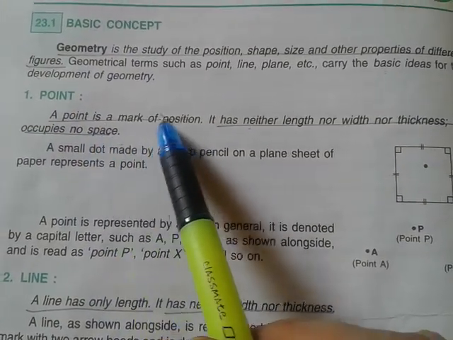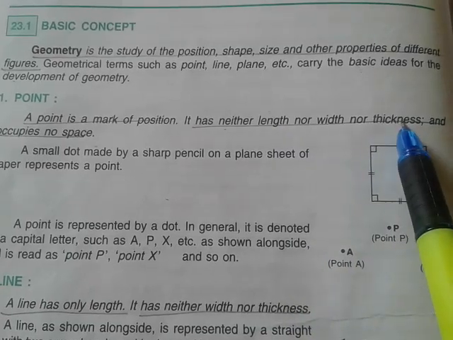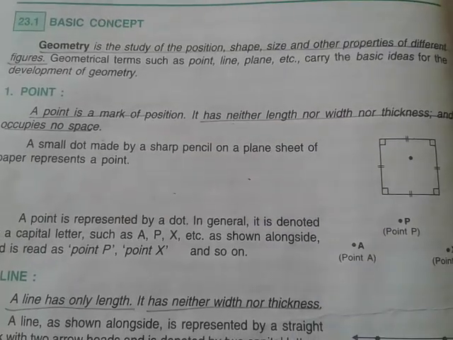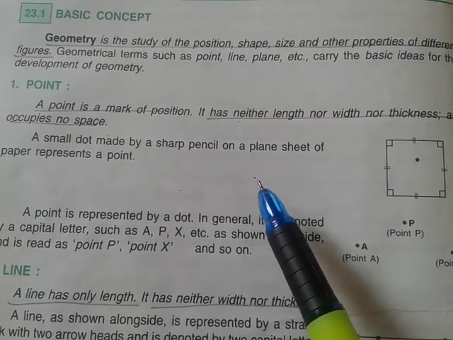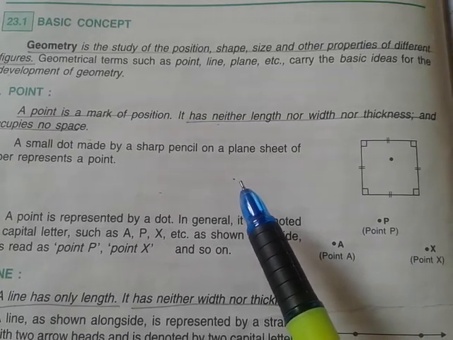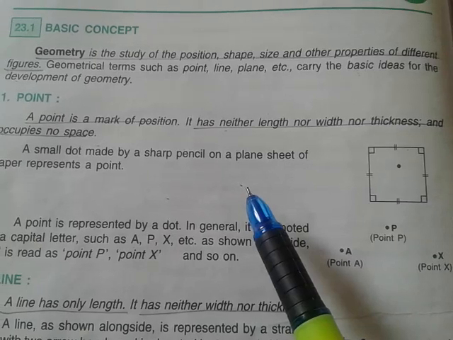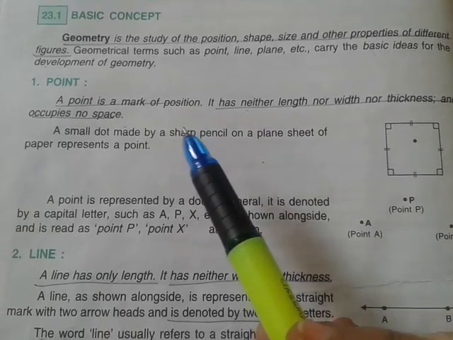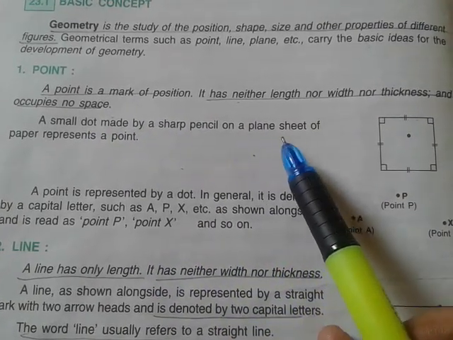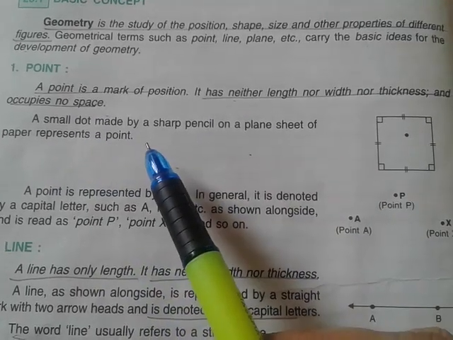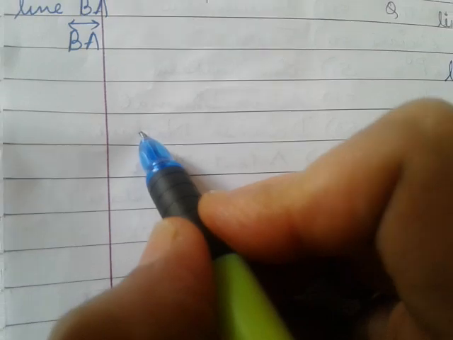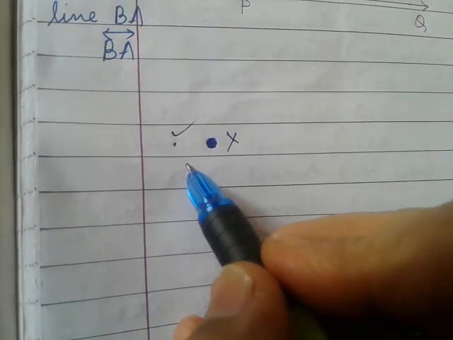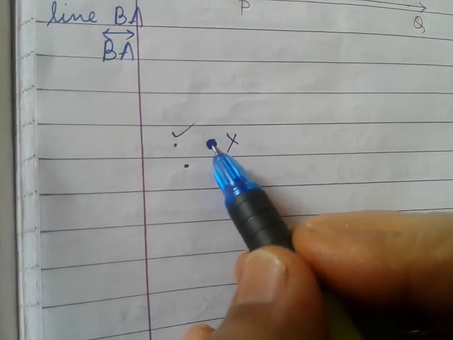Let's see point. A point is a mark of position. It has neither length nor width nor thickness and occupies no space. You can see this point doesn't have length, width or thickness, means there is no length, breadth and height, and it doesn't occupy space. A small dot made with a sharp pencil on a plain sheet of paper represents a point. So a point can be represented this way, not this way. This is wrong, and this is correct.